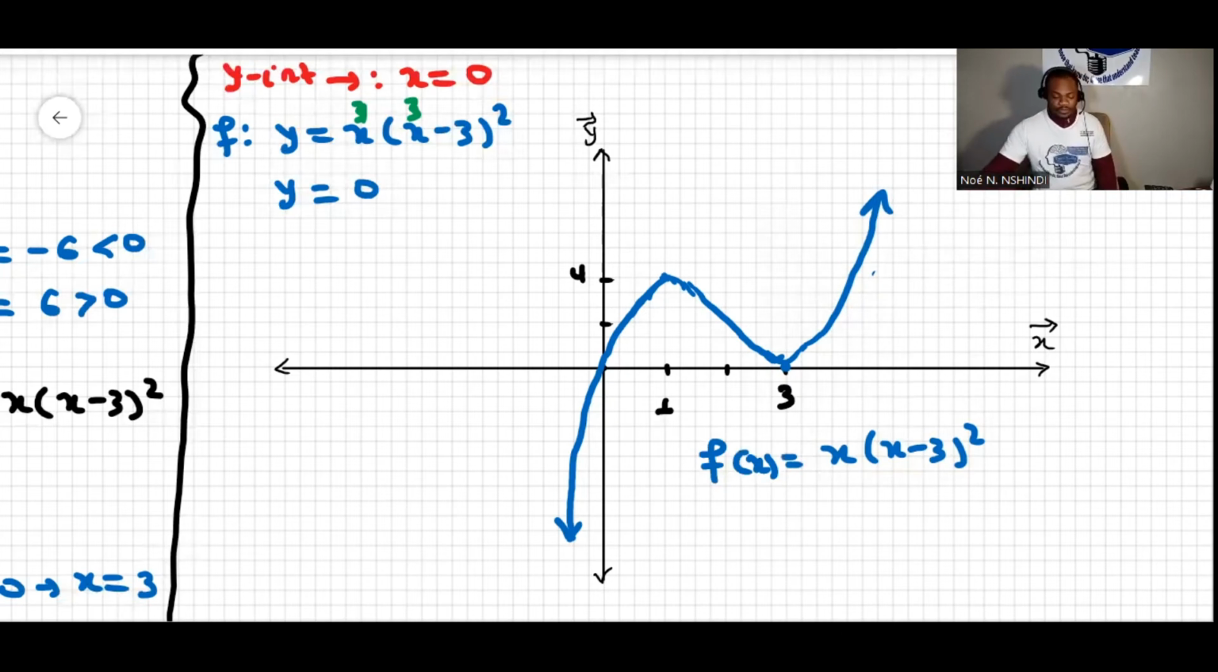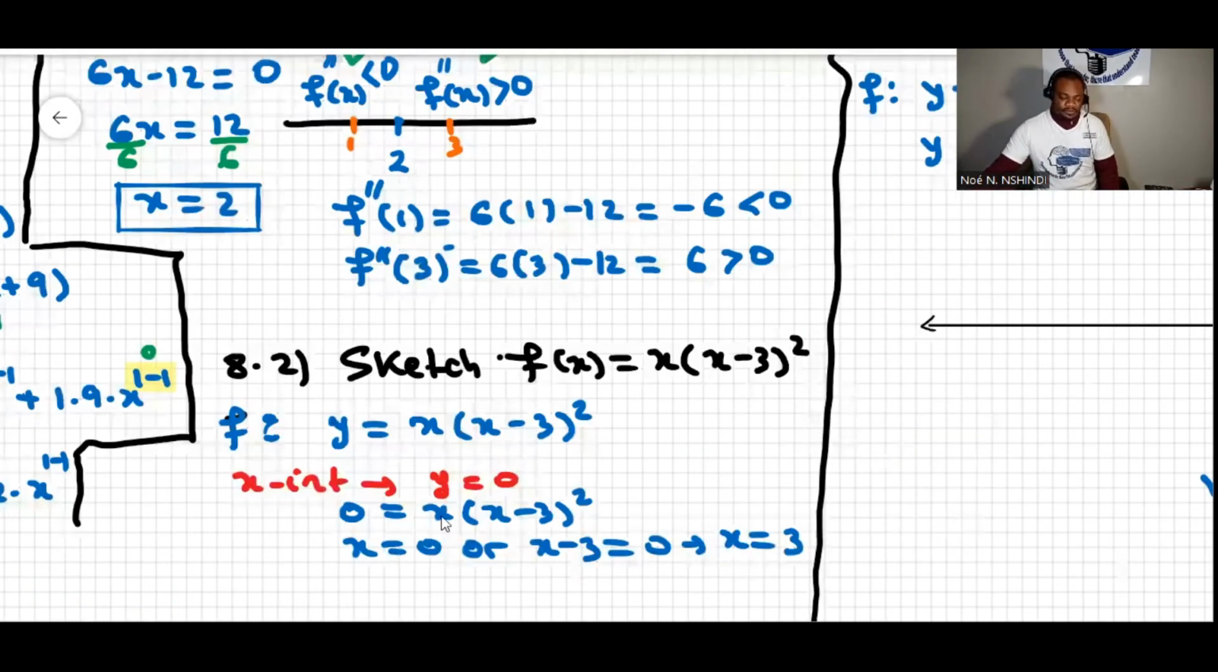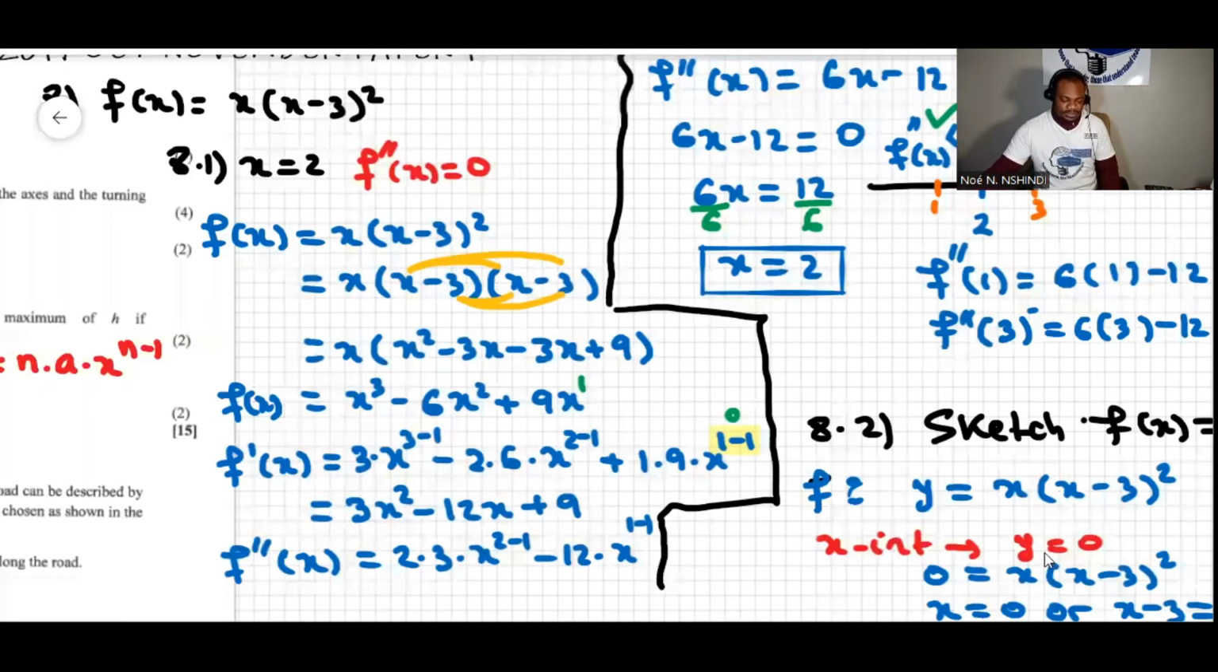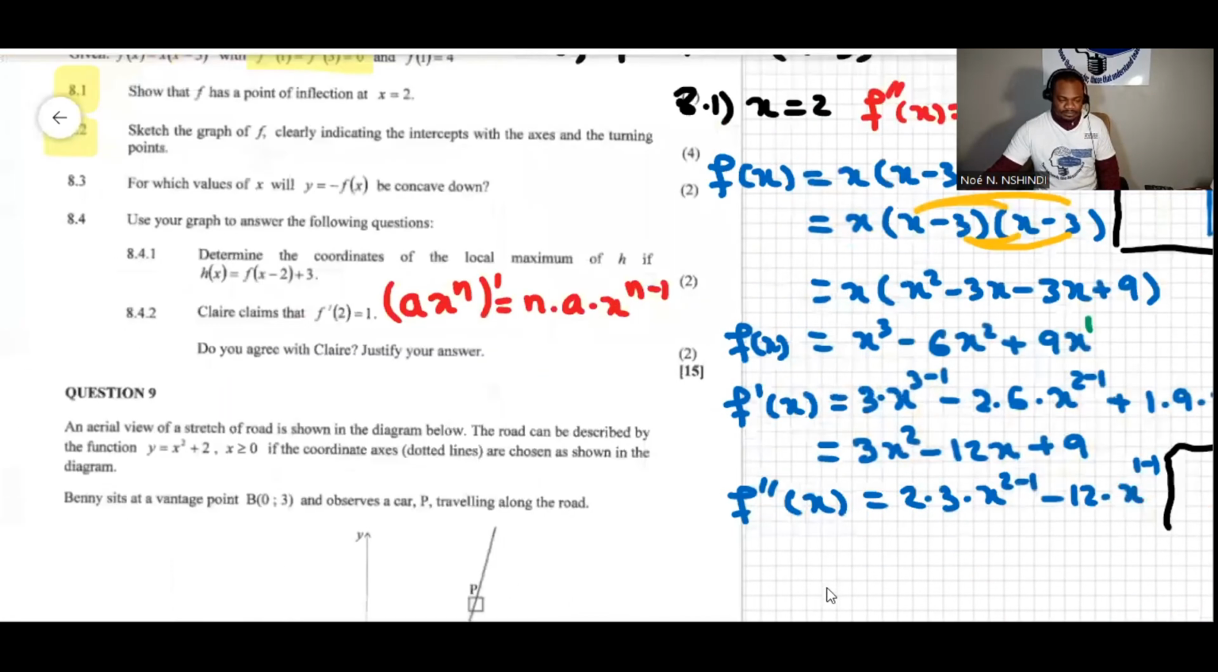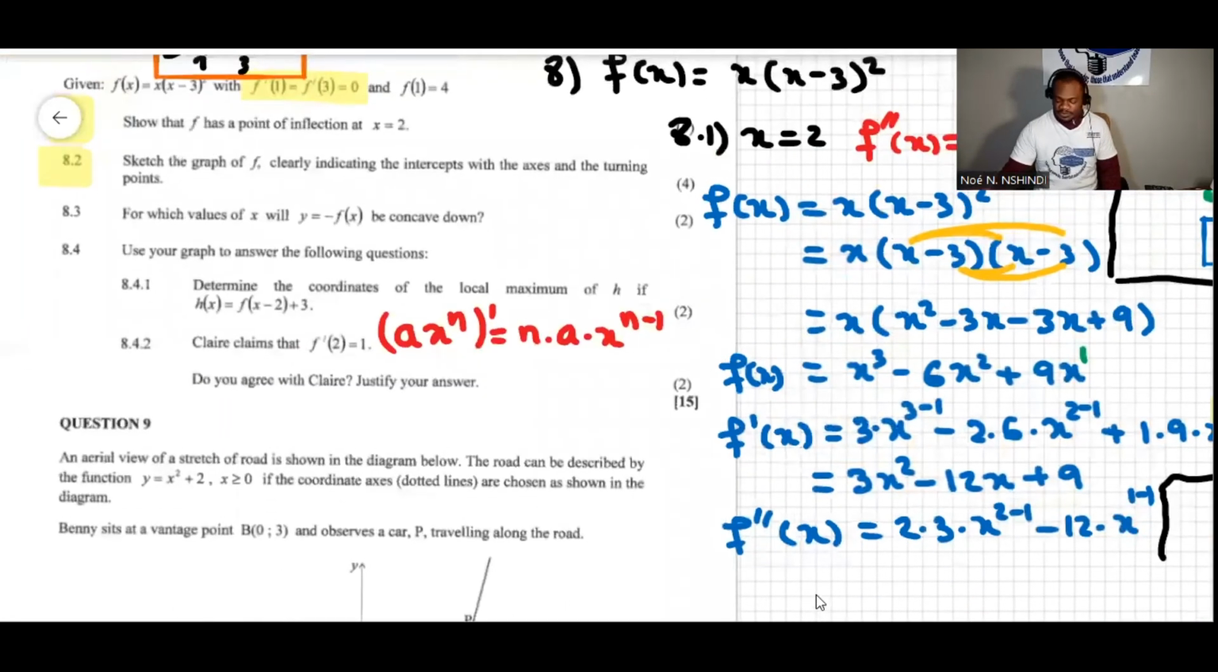Good. Now the following question must be question 8.3, and then what does it say? Question 8.3 here says: for which value of x will y equal to negative f of x be concave down? Okay, remember that negative f of x is a reflection.